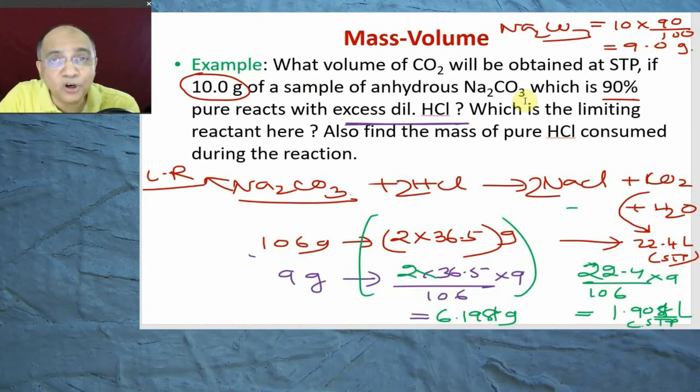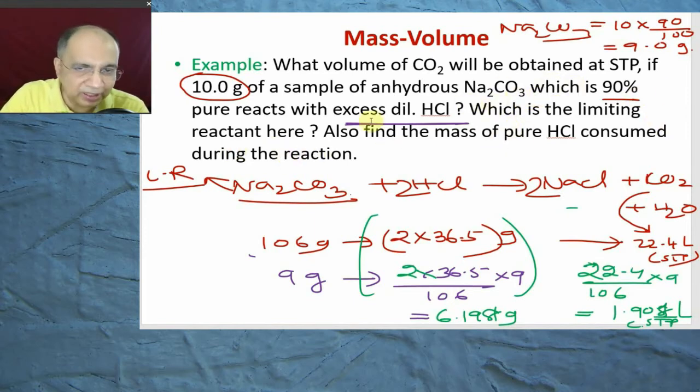So far, we have not got any example where the data for both the reactants are given. And so far, we have taken one in excess, and the data given is for the limiting reactant. And we will take that data to find out the other values. Now which is the limiting reactant here? Obviously sodium carbonate. It's already clearly mentioned that HCl is taken in excess.